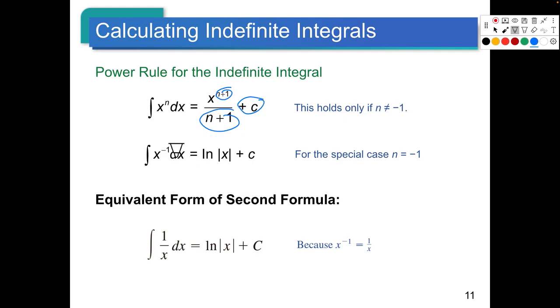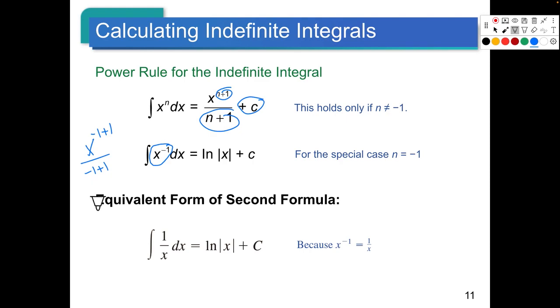Then we get the special one. If we've got x to the minus 1 power, that's the one that has a special case. Usually you can pick this one up, because if you forget, you add 1 to negative 1, what do you get? You get 0. And then you divide by that new exponent, so you divide by negative 1 plus 1. Oh, wait, I can't divide by 0. Division by 0 is undefined. We can't do it this way.